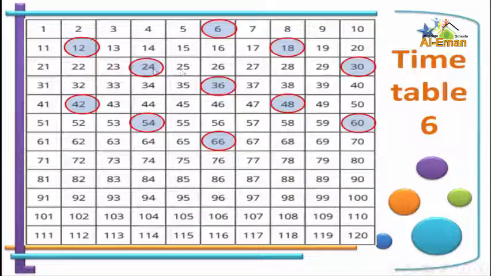6 times 4 equals 24. 6 times 5 equals 30. 6 times 6 equals 36. 6 times 7 equals 42. 6 times 8 equals 48. 6 times 9 equals 54. 6 times 10 equals 60. 6 times 11 equal 66, and so on.